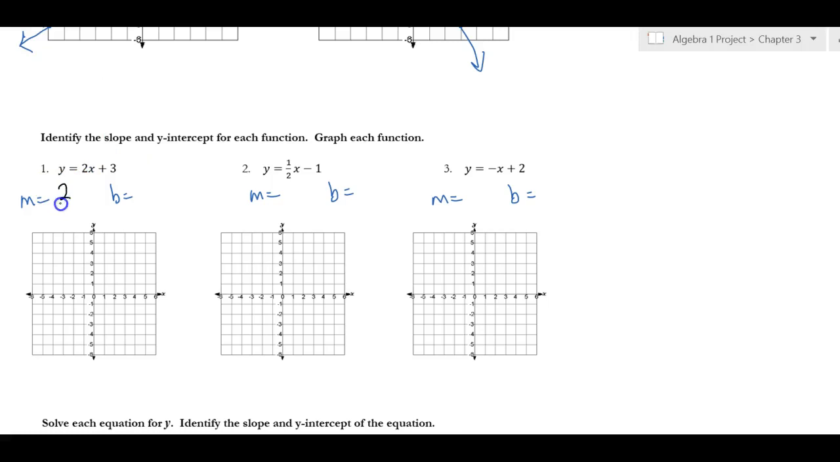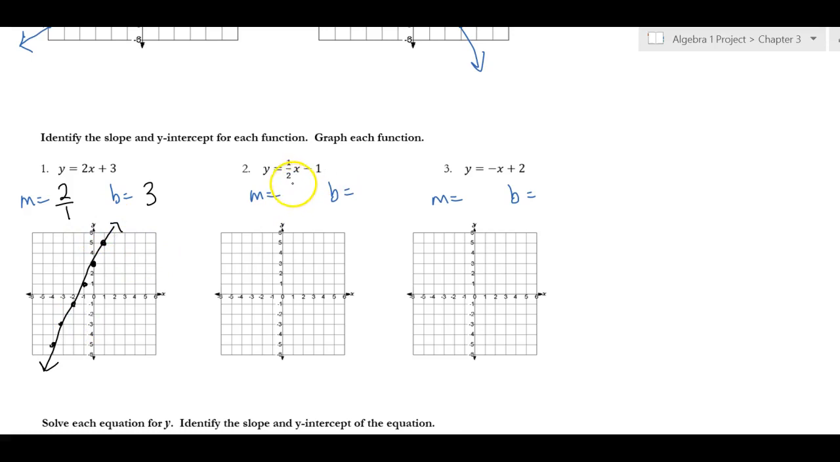Okay, so you should have said your m was 2 over 1 and your b was 3. So you start at 3, and then you go up 2 over 2. And then I continue it all the way down my grid off my coordinate plane. Uh-oh, what did I hit? There we go.